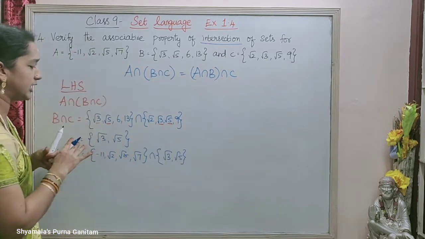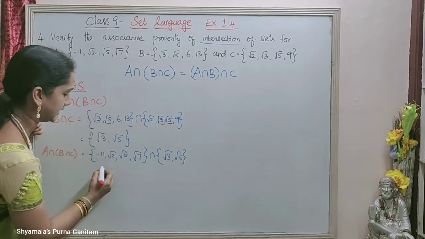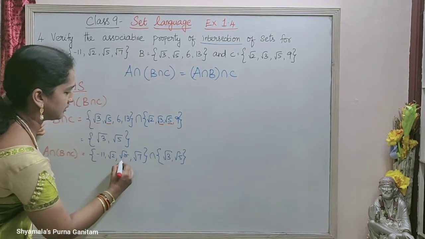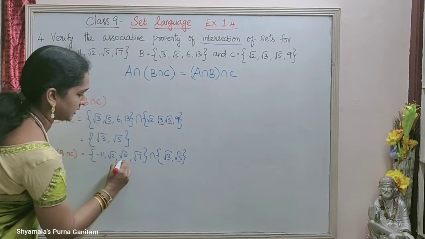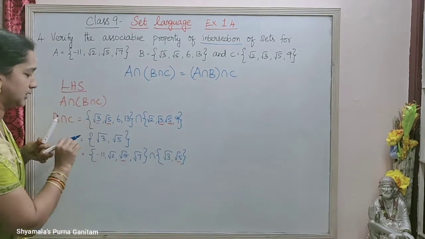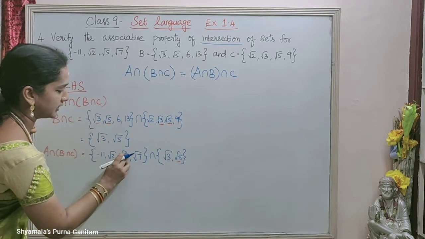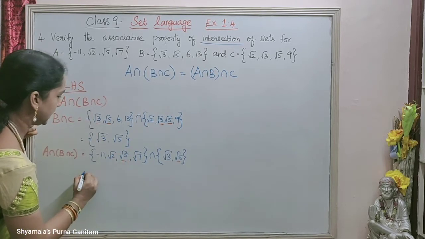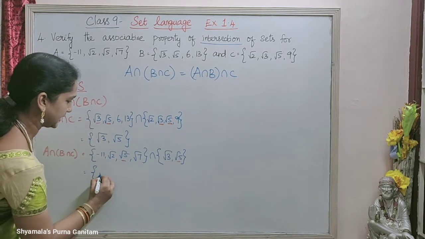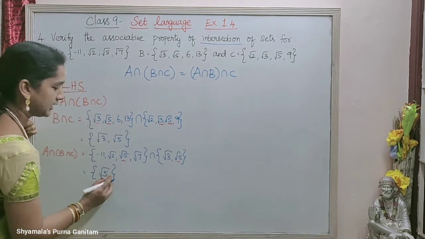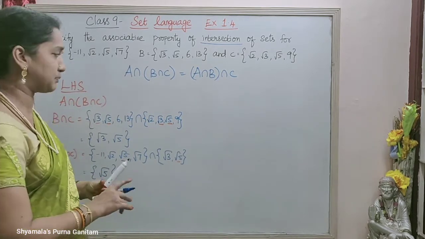Now A intersection (B intersection C). Set A is {minus 11, root 2, root 5, root 7}. Intersection (B intersection C), which is {root 3, root 5}. We are asked to find the intersection, so what are the common elements? Root 5 is common to both. So root 5 is the LHS part.